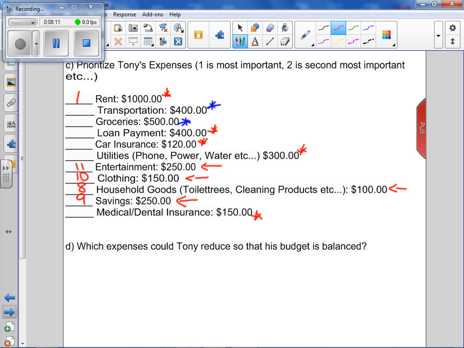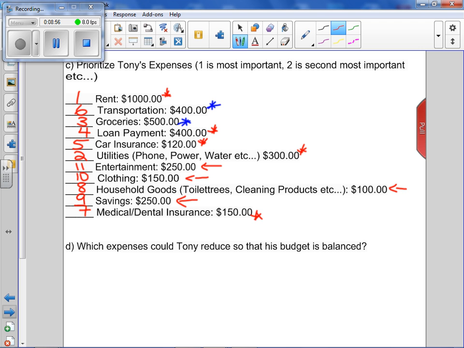My next important thing I'd probably have is groceries. I could reduce that if I had to. The third next important thing, my power, my water, those things are important. That might also be number 2. Actually, I think I'm going to switch that. This is going to be number 2. This is going to be number 3. The next important thing, I need to make sure I pay my loans. I can't pay for transportation unless I have the car insurance, so I'm probably going to go with that as 5, that is 6, and that is 7. Again, your prioritization might be slightly different, but as long as you could justify it, that would be okay.